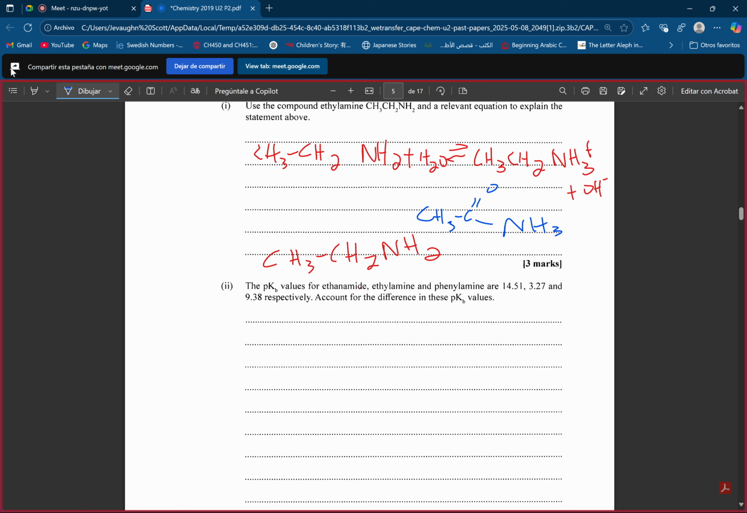As we see the carbonyl group, we know that this is a resonance stabilized compound, and we must be able to tie that into the basicity. All right. So let's look at this. We're saying that with ethylamine, the alkyl group donates electron density to the nitrogen, increasing the basicity.